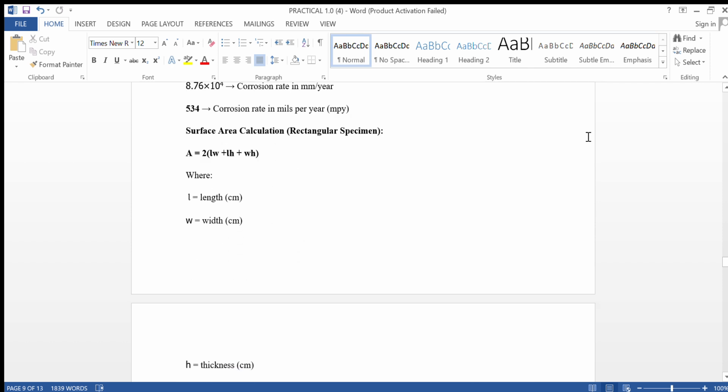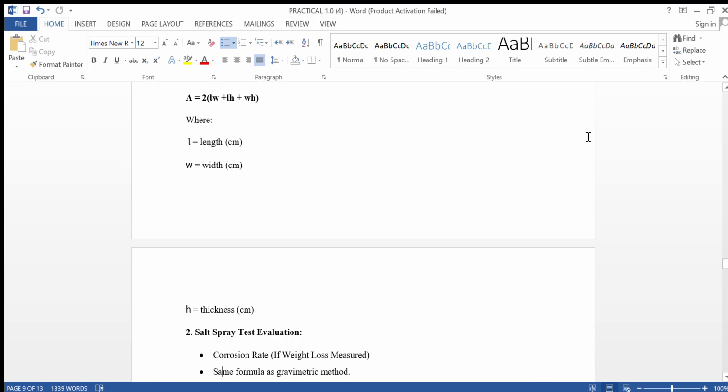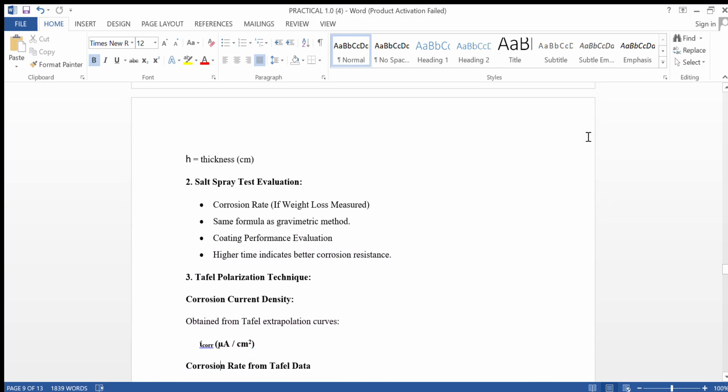Surface area calculations. Rectangular specimen: area equals 2(LW plus LH plus WH), where L is length, W is width, and H is height or thickness, all in centimeters. Salt spray test evaluation: corrosion rate if weight loss is measured, same formula as the gravimetric method. Coating performance evaluation: higher time indicates better corrosion resistance.